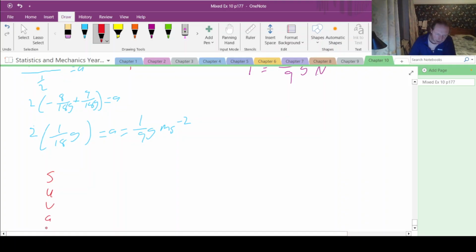SUVAT, there it is. So this is for the distance that I don't know. The initial speed, so what's happened? That started tension and strain, find the acceleration when they're released. So we started at a speed of 0. A final speed, I don't know. The acceleration is this 1/9 g. My time is 0.2 seconds.